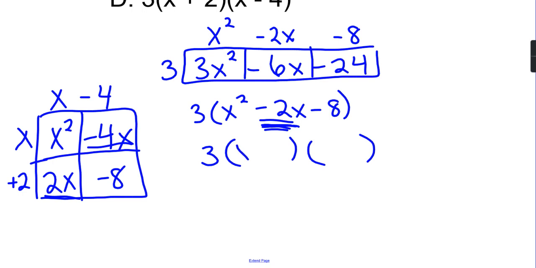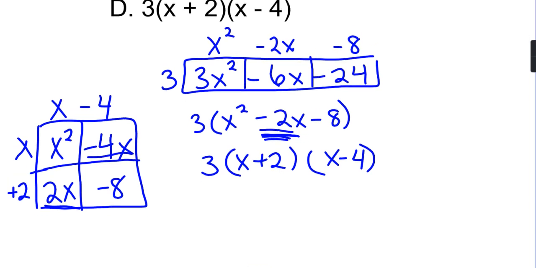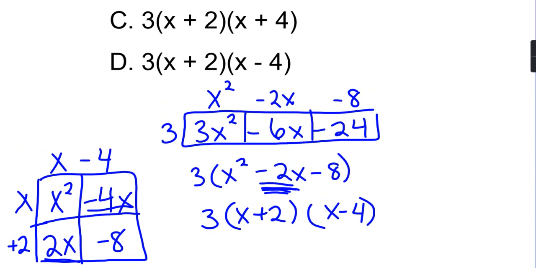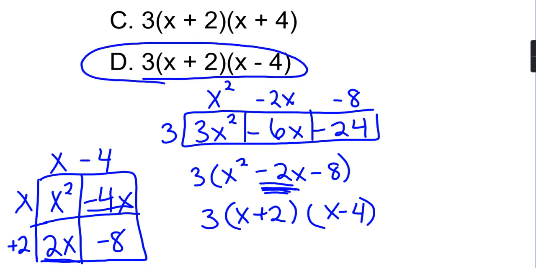So our 2 factors here were x plus 2 and x minus 4. And let's check our choices. And I actually see right now that choice D says 3 times x plus 2 times x minus 4. So that is the correct choice.